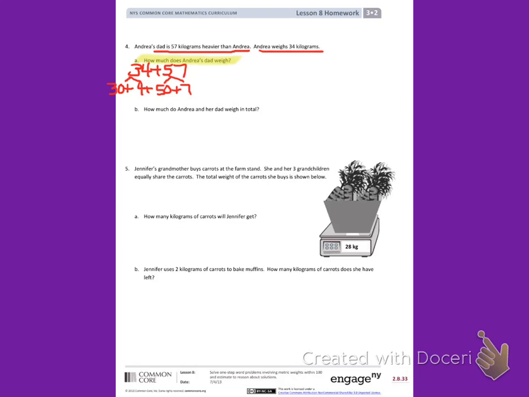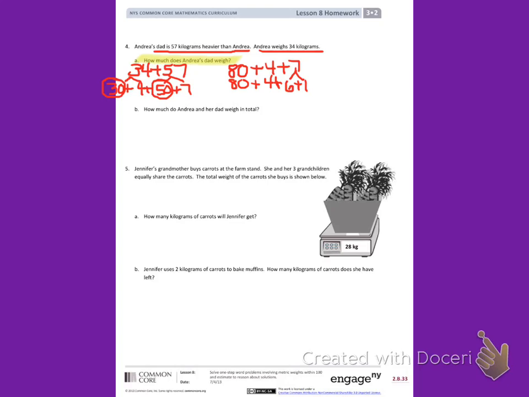Now I'll circle my tens, 30 and 50. 30 and 50 is 80. And then I have left plus 4 plus 7. Now I'll go ahead and try to make some more tens. 80 plus 4, well, I know that 4 plus 6 is 10, and 6 plus 1 is 7. So I'll just go ahead and pull 6 out of that 7.